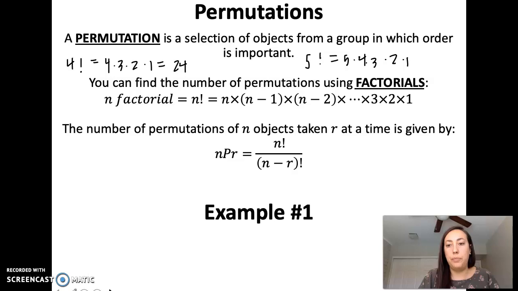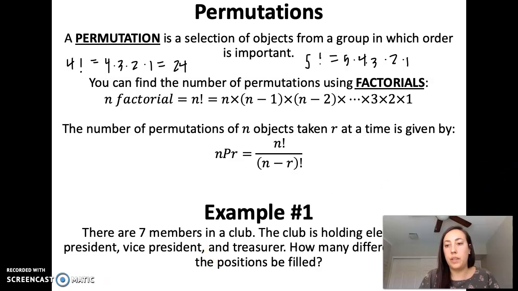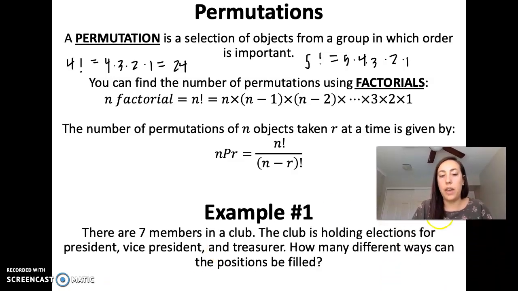So let's do an example. Move this little video out of the way. There are 7 members in a club, and the club is holding elections for president, vice president, and treasurer. So how many different ways can these 3 positions be filled? So we have 7 people, and we're picking 3 of them to be in an officer position.